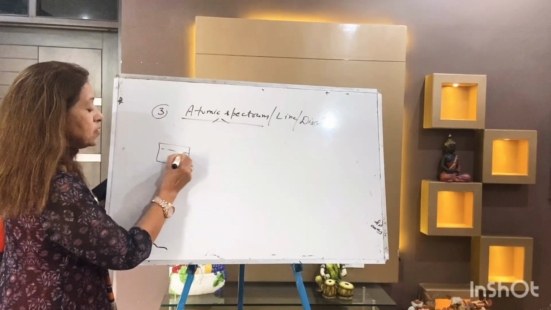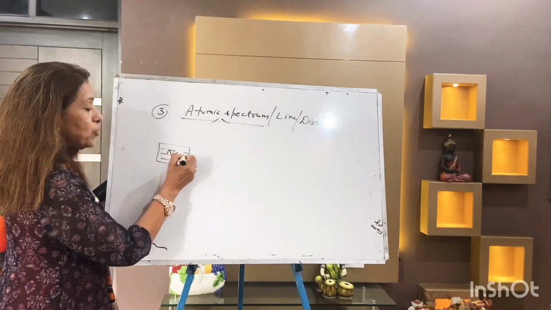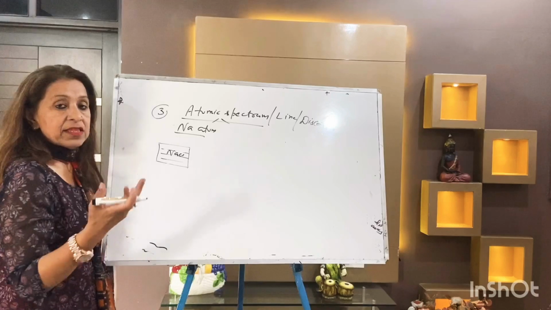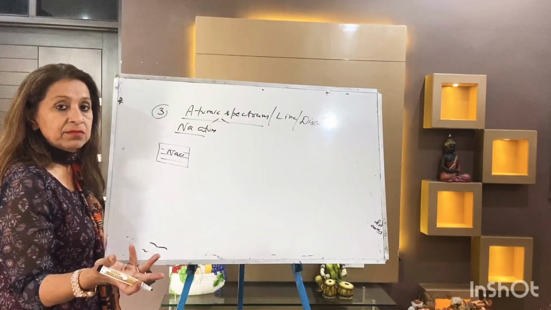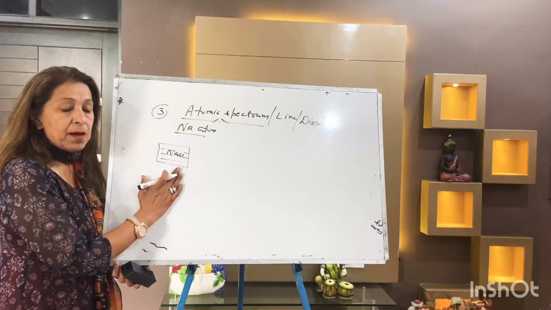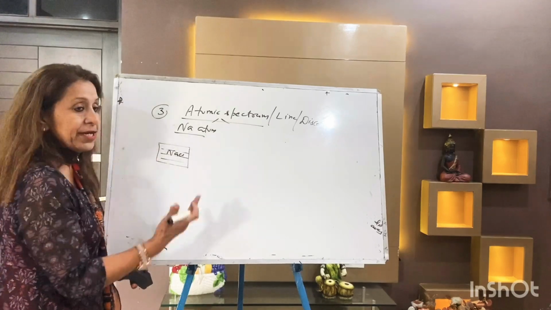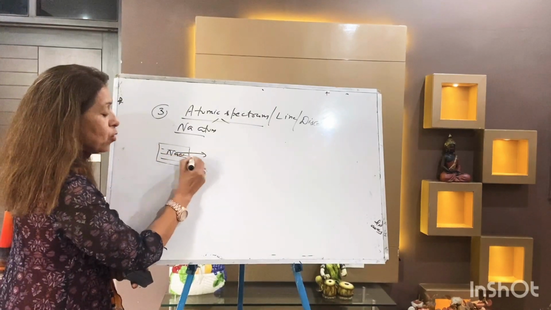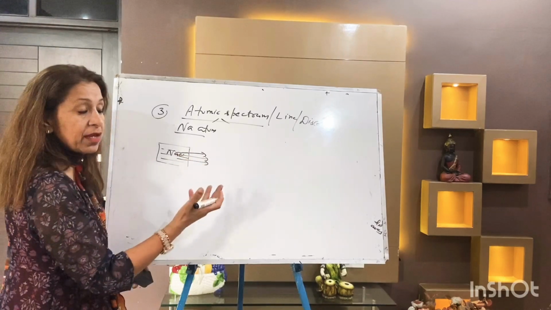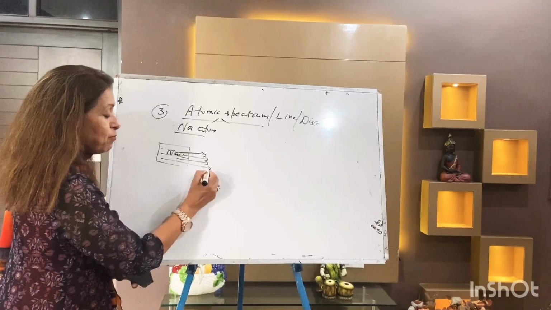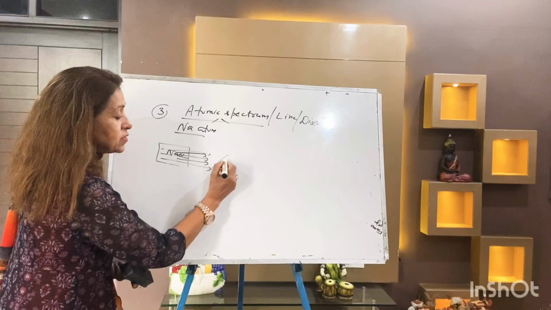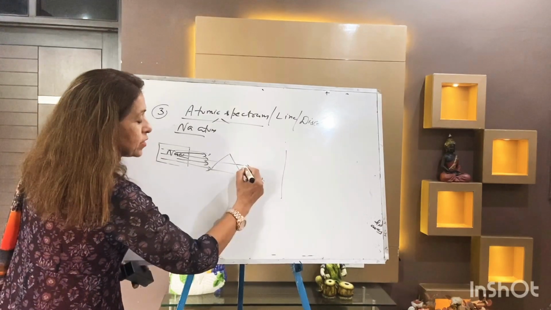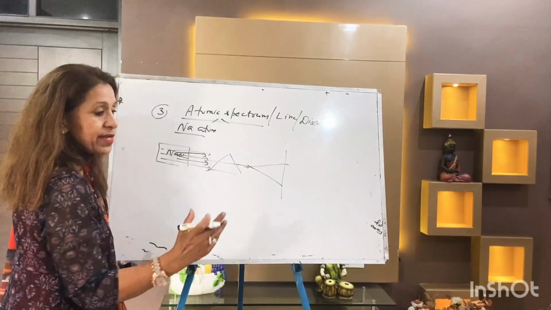You heat the NaCl, because I want to take the spectrum of the sodium atom. I've taken NaCl, a compound of sodium, and heat this NaCl. After heating, radiations come out, and we pass these radiations through the prism.